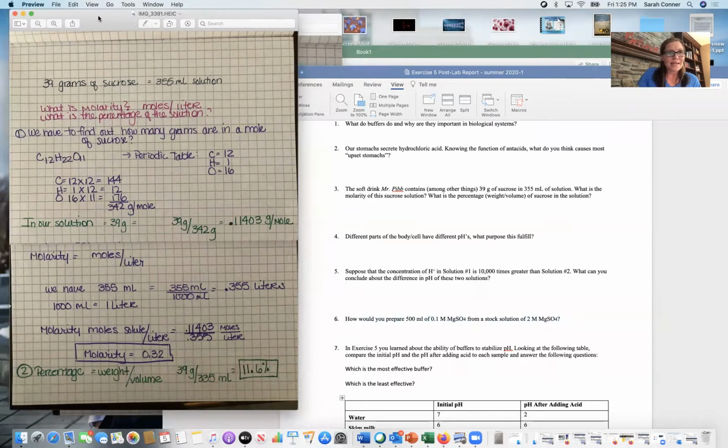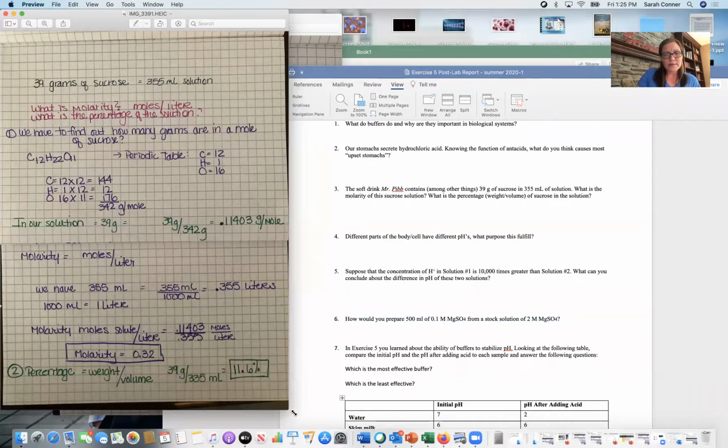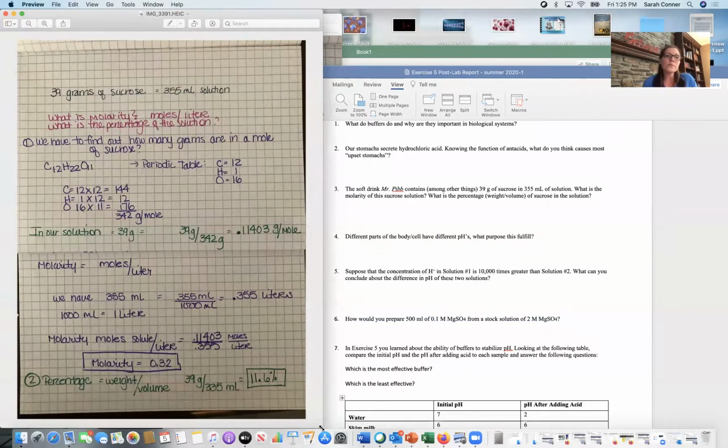It's saying, and I'm sorry if you can't read that very well, hopefully you can see it, we want 39 grams of sucrose and we have it in a 355 milliliter solution. They want to know what the molarity is. Molarity is moles per liter. They also want the percentage of the solution, which we already know down here is the weight divided by volume.